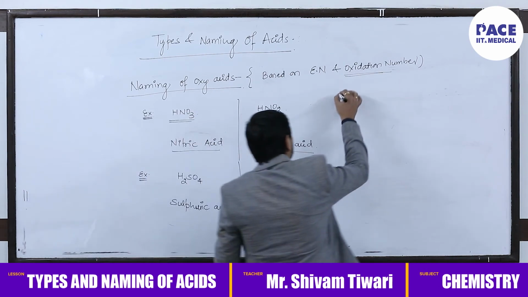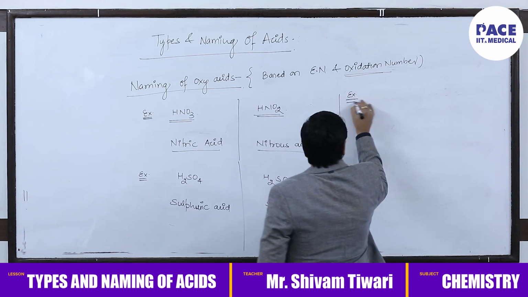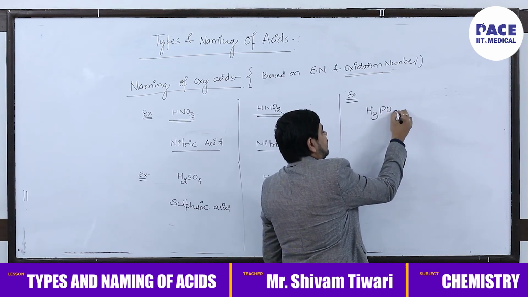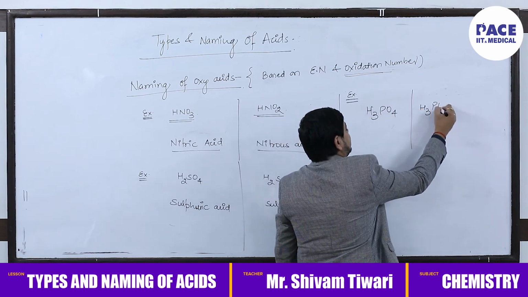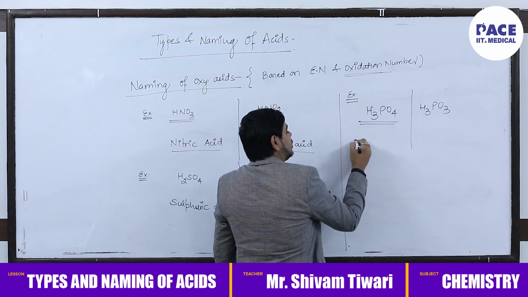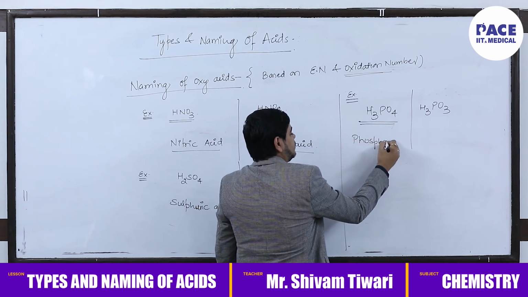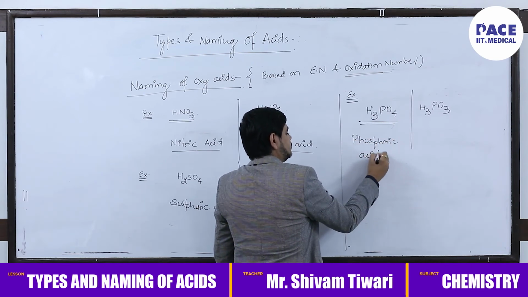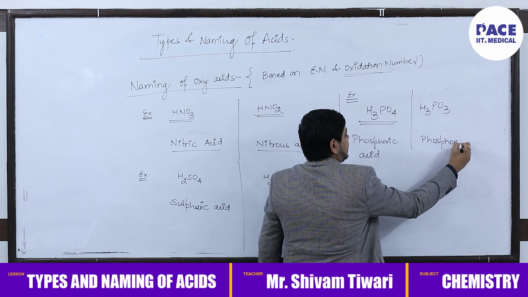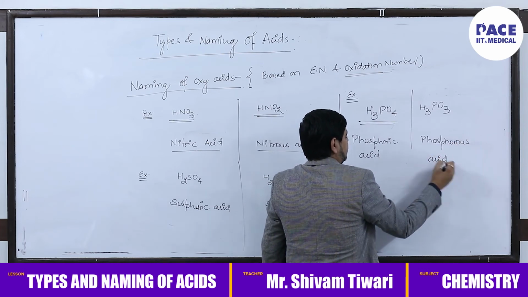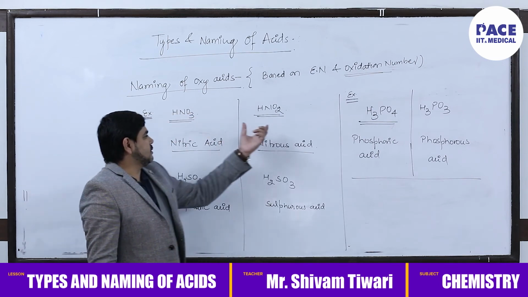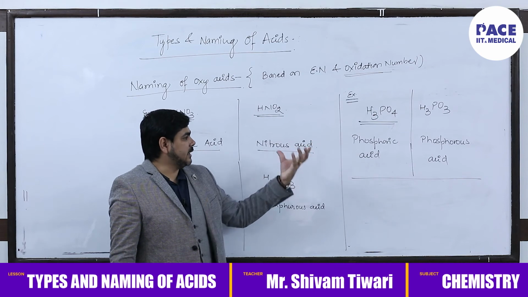We can see one more example. The example over here is H3PO4 and H3PO3. So H3PO4 is going to be phosphoric acid and H3PO3 is going to be phosphorous acid. Okay, so this is the simpler way to understand the name.